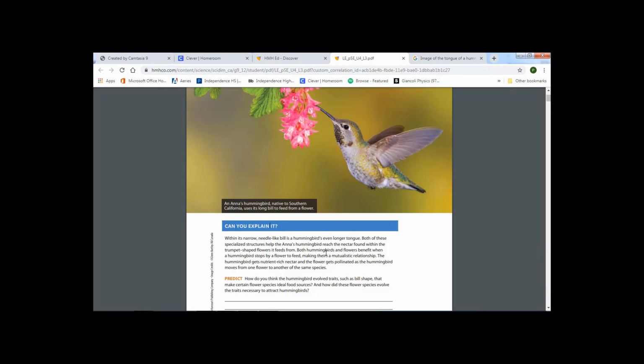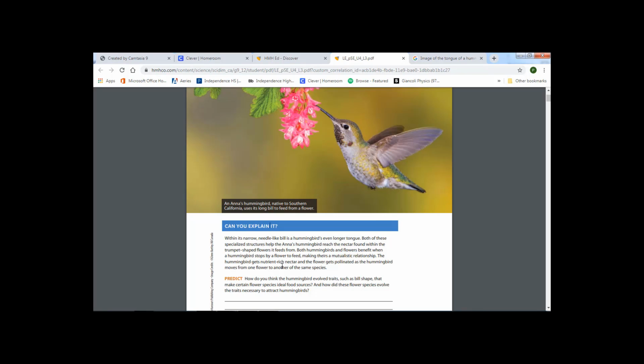Both of these specialized structures help the Anna's hummingbird reach the nectar found within the trumpet-shaped flowers it feeds from. Both hummingbirds and flowers benefit when a hummingbird stops by a flower to feed, making theirs a mutualistic relationship. Mutualistic, for those of you who remember, means that both hummingbirds and flowers benefit. They both mutually benefit from the relationship that they have.